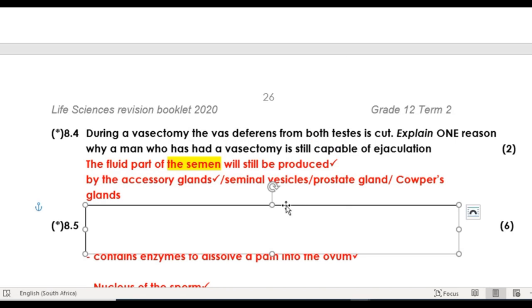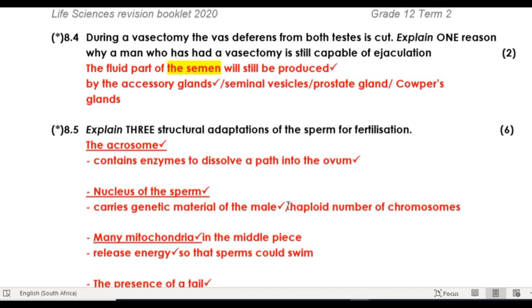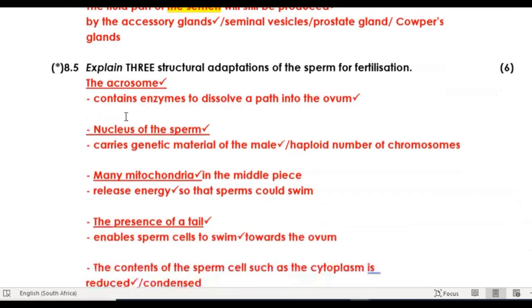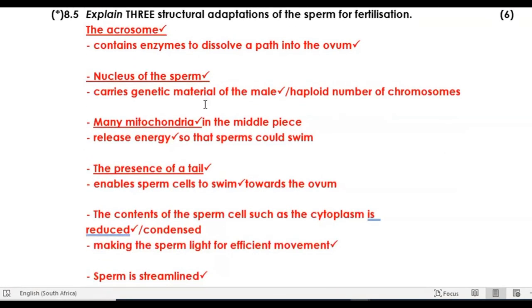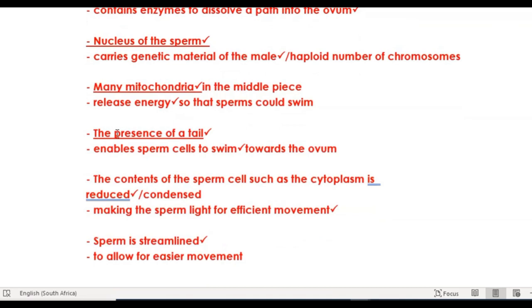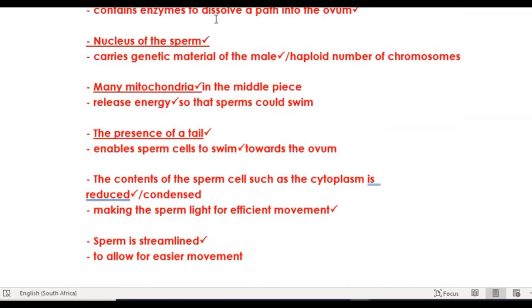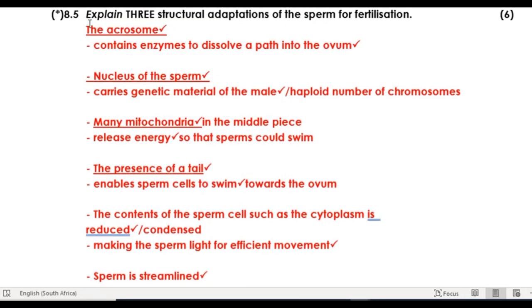And then let me just delete that. What was the other question here? Explain three structural adaptations for sperm. This is a possible question they could ask. What makes sperm adapted for its function? You can speak about the acrosome there, the nucleus, there are many mitochondria, the presence of a tail, and the contents of the cytoplasm as well. The sperm is also streamlined. Okay, so you can just come back to the recording, grade 12s, and rewatch it if you need to answer those questions.